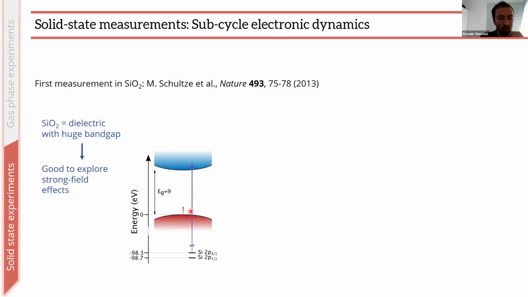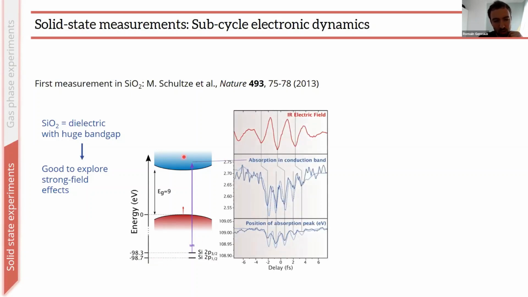And so the experiment they did was to excite here with this infrared photon and then probe from the silicon L23 edge that lies at about 100 eV. And this is what they were able to measure. If you look at the absorption in the conduction band here, you see that you have very nice oscillations at 2 omega frequency, and that they're synchronous with the IR electric field that you use to drive the phenomena.